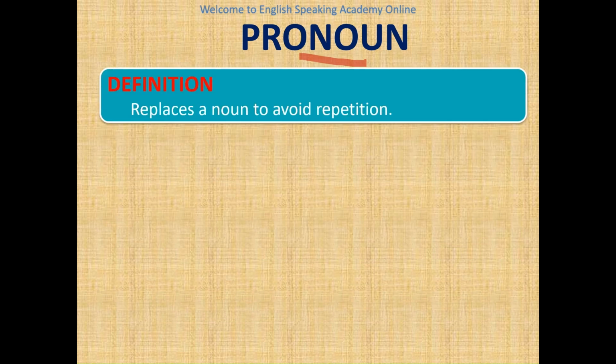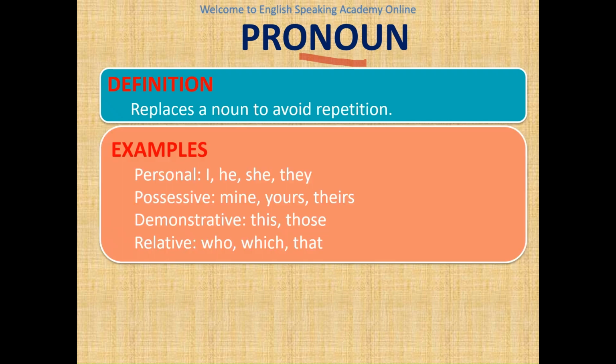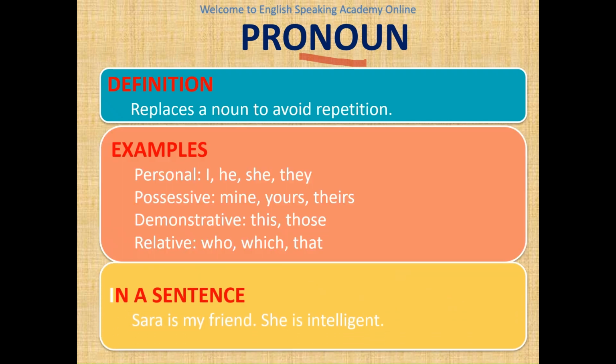The next part of speech is pronoun. What is a pronoun? A pronoun is basically a word that is used in place of a noun to avoid repetition of a noun. For example, I, he, she, they. In possessive context, mine, yours, theirs.